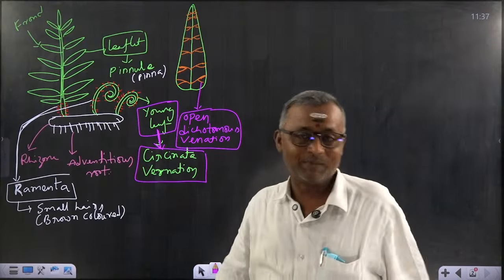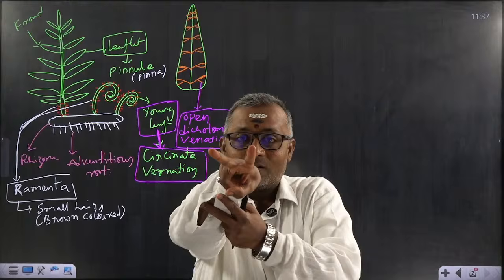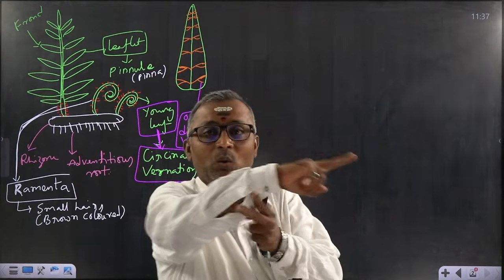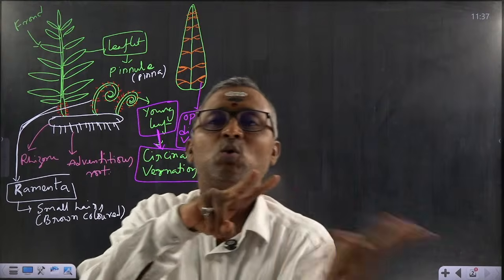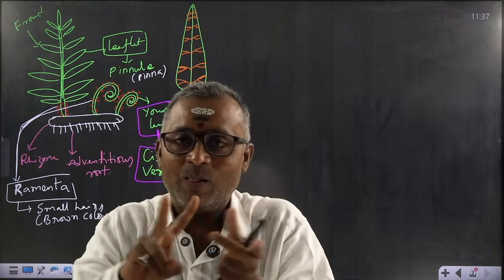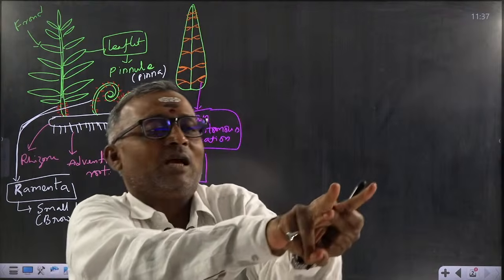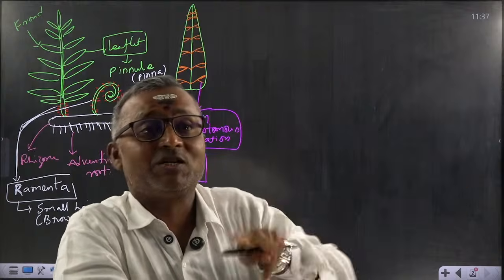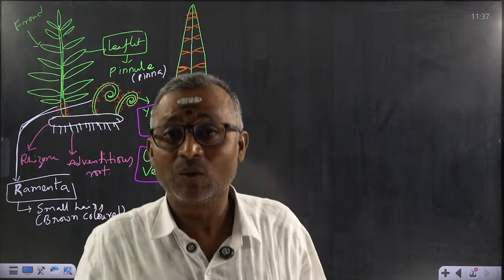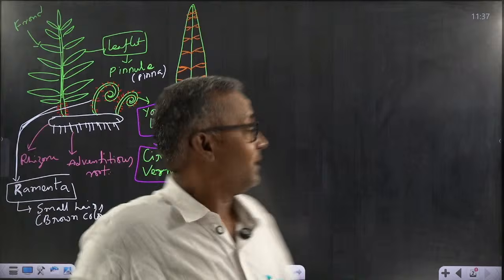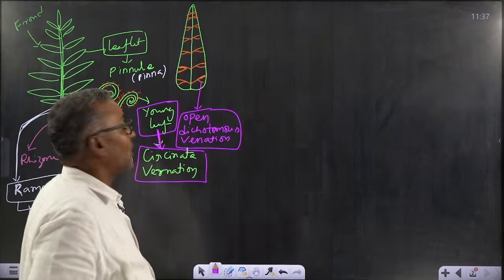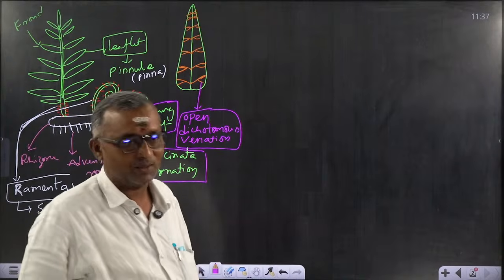What is open dichotomous venation? Here the lateral vein splits into two branches. These two branches, are they converging? Are they joining? No, they are freely moving, diverging. Understood? So that is why it is called open dichotomous venation.